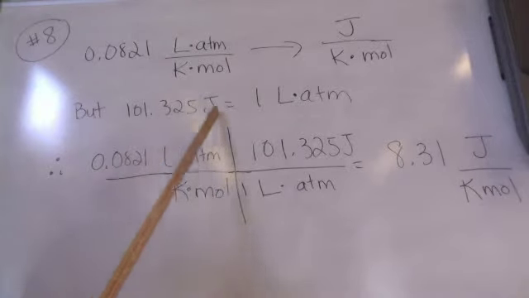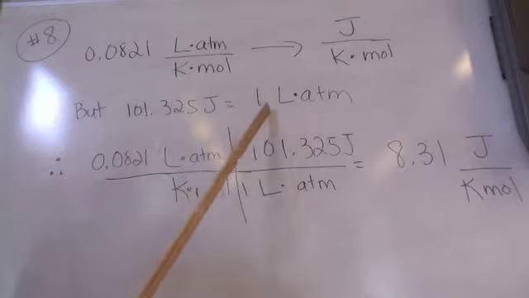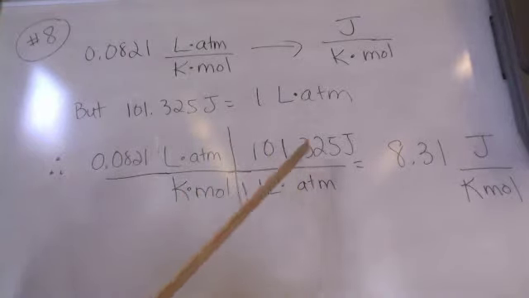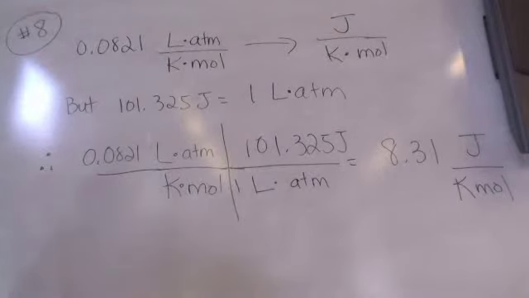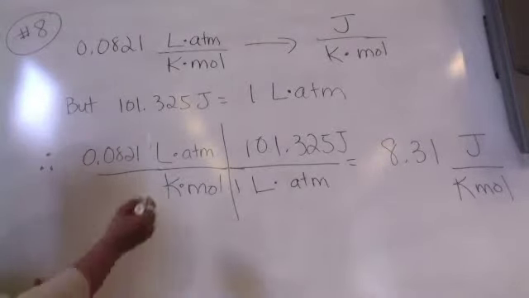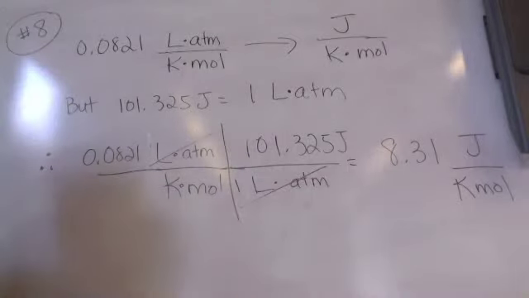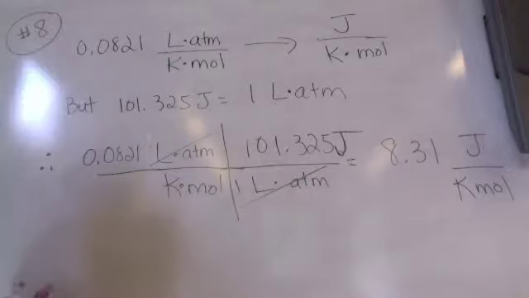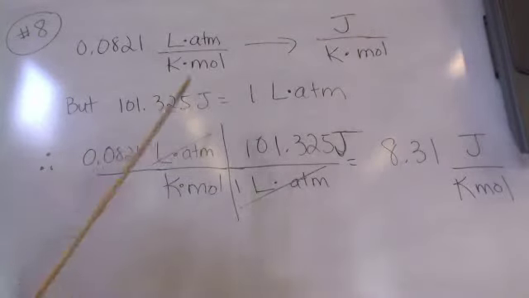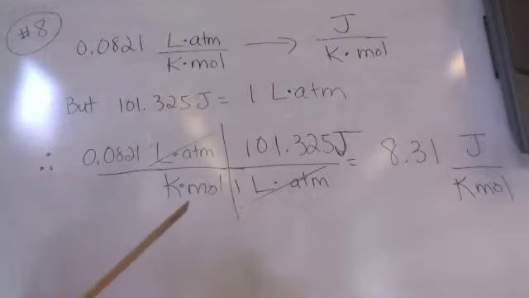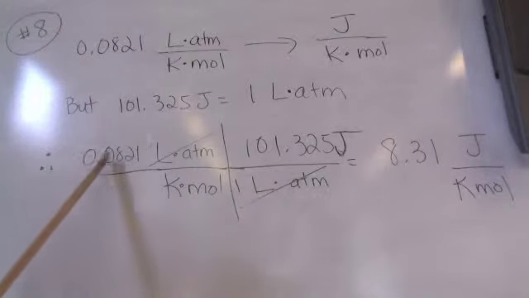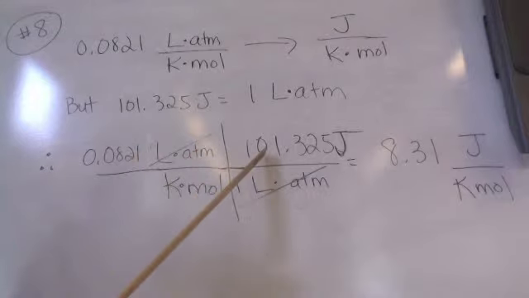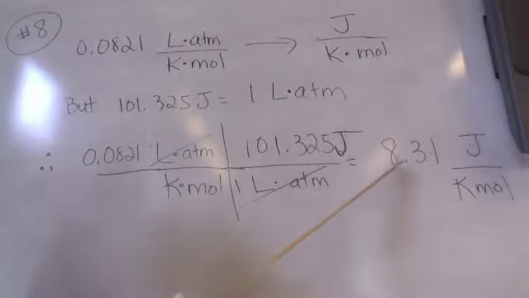My conversion, I'm going to put the liter atmosphere on the bottom and the 101.325 J on top, because I want this to cancel. When that cancels, then I have on top my joules, my J, and my Kelvin per mole is on the bottom. So I've got what I need. So it's 0.0821 times 101.325 equals 8.31 joules per Kelvin mole.